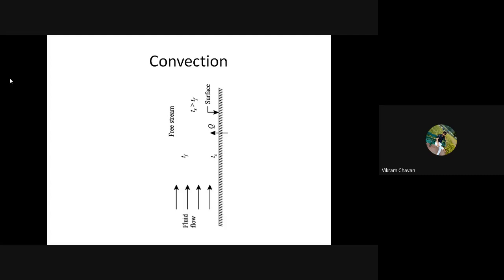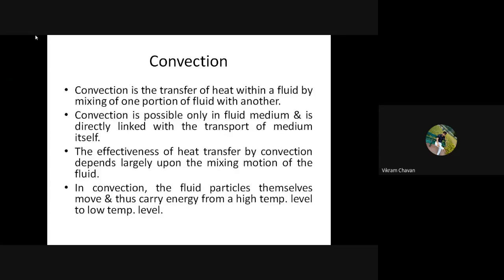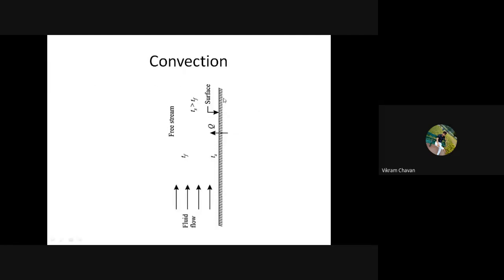So draw this diagram. You can give the name for this particular plate as copper plate, which is maintained at a high temperature, higher than the atmospheric temperature. This is the surface of the plate whose temperature is T suffix S, the surface temperature of the plate.